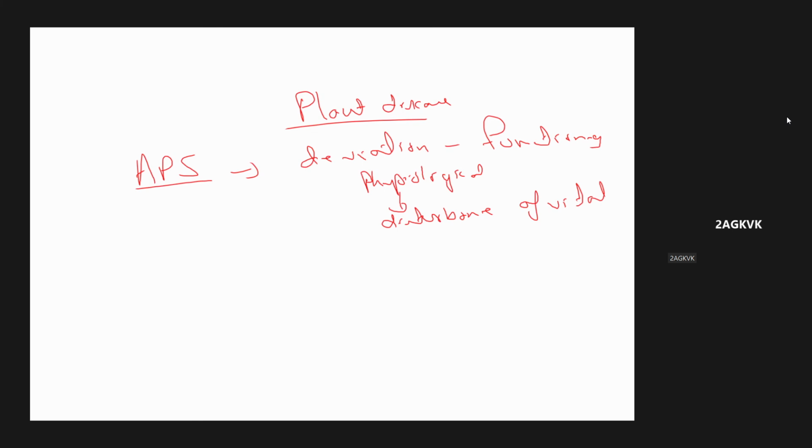Similarly, the British Mycological Society, which is also one of the well-known societies, defines the disease as a harmful deviation from normal functioning processes. The simple definition is a harmful deviation from the normal functioning of a process.